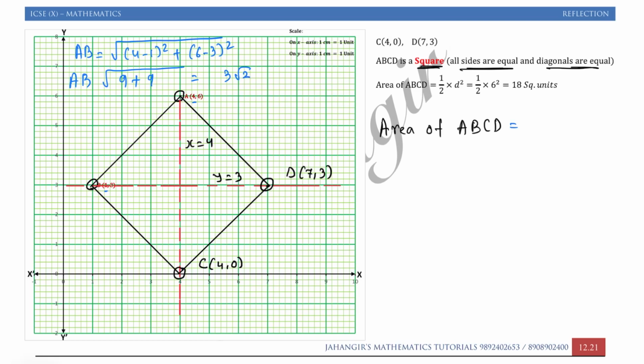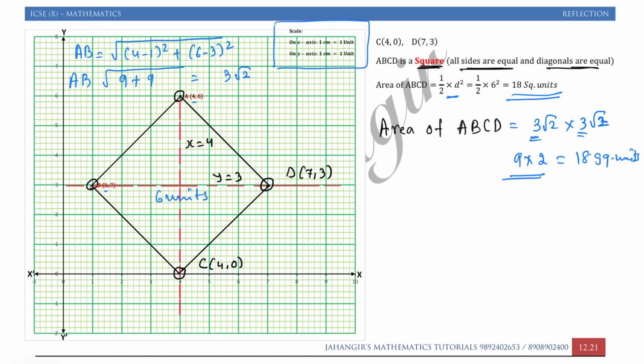So side square is 3 root 2 into 3 root 2. So it is 3 3s are 9, root 2 into root 2, that is 18 square units. So you can find area using your sides as well as using this formula half into d square. We know diagonal's distance is 6 units. Both diagonals are same and its distance is 6 units. So either you can use the side formula or diagonal, both are of same type. Do not forget to write scale. If scale is not mentioned, you can take 1 centimeter is equal to 1 unit.